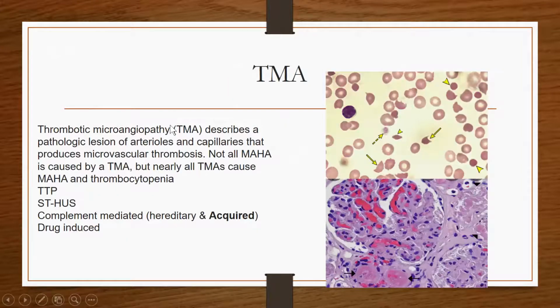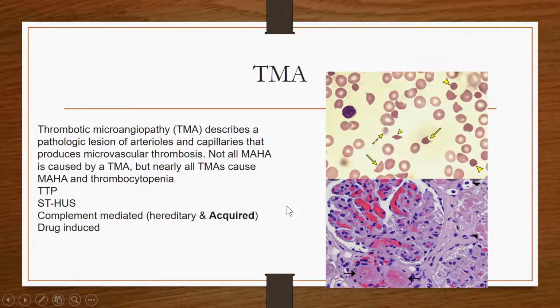Because in TMA, in thrombotic microangiopathy, because of MAHA, microangiopathic hemolytic anemia, there is thrombosis in the small arterioles and capillaries, like you see. And these are schistocytes or helmet cells. These are microspherocytes. These are regular red blood cells. Only one thrombocyte indicating thrombocytopenia. And in lupus, it's very significant. This is one of the acquired causes of TMA.